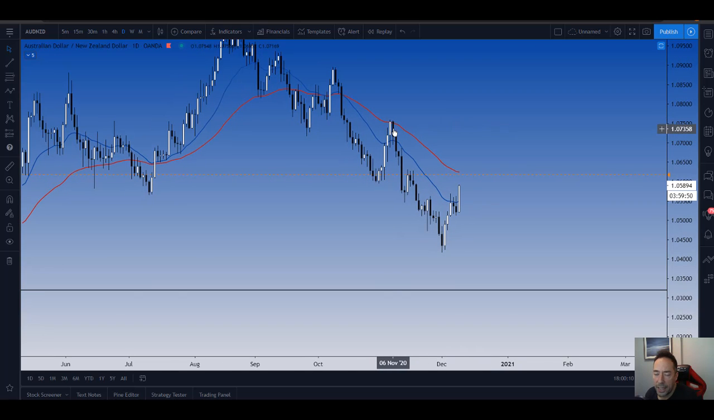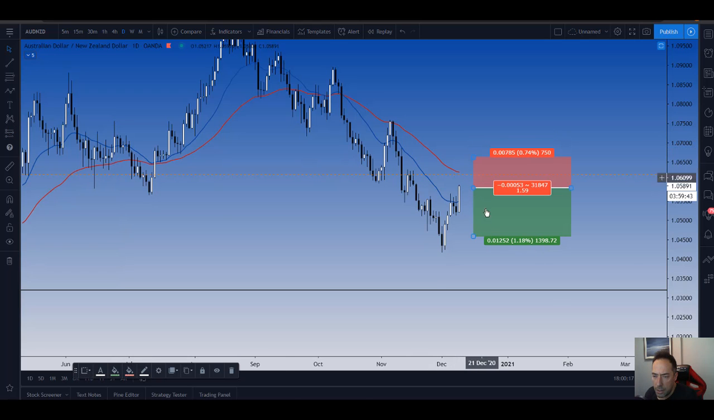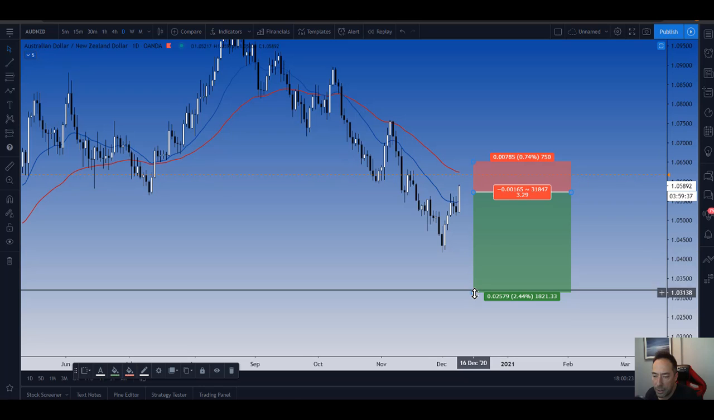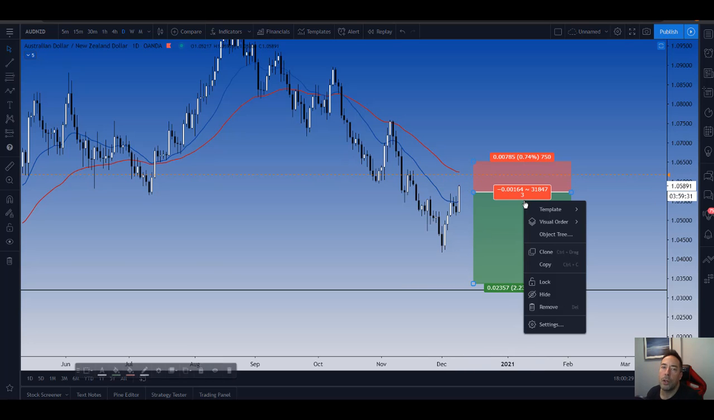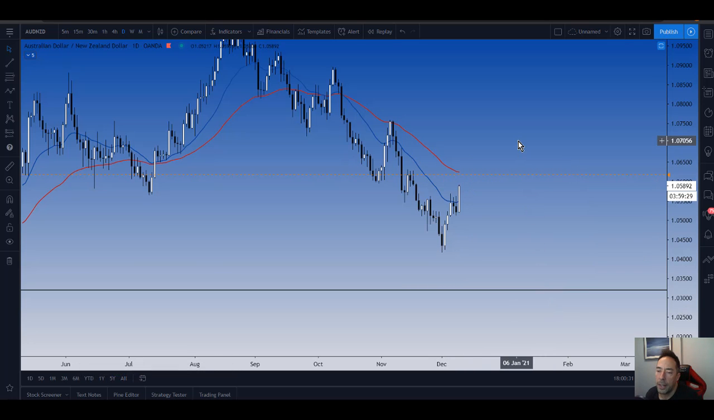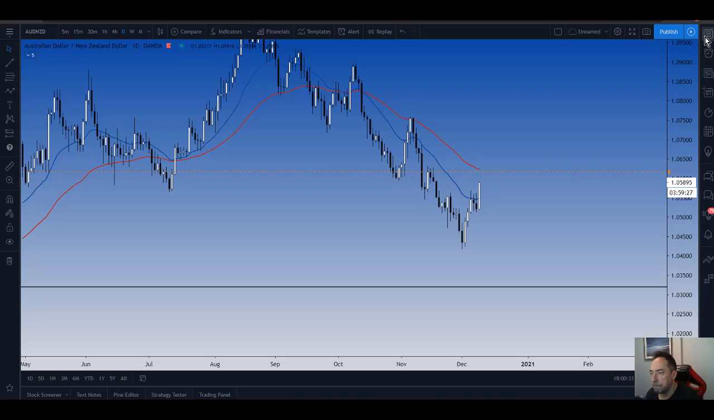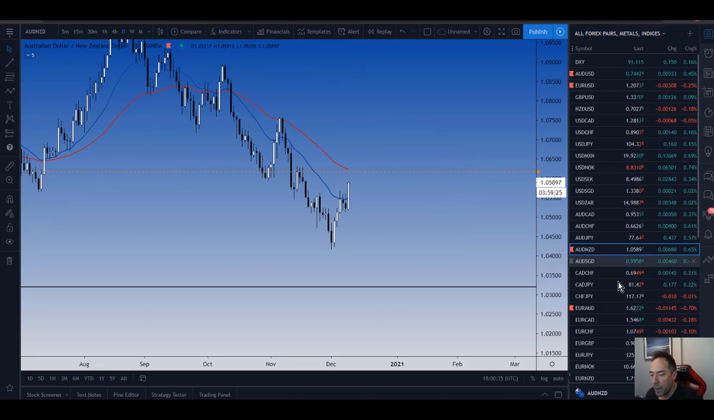If we get a nice bearish daily candle at some point, we could be talking something like that. You know, we don't exactly know what the candle is going to look like, but you could be talking a 3% trade there, depending on what goes on. So really worthwhile keeping an eye on this pair.